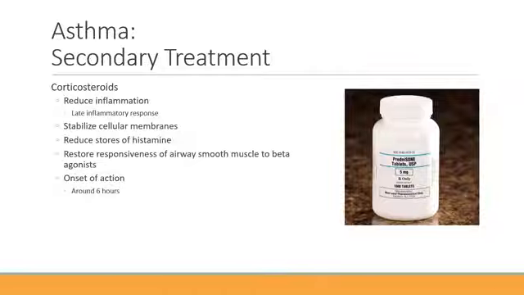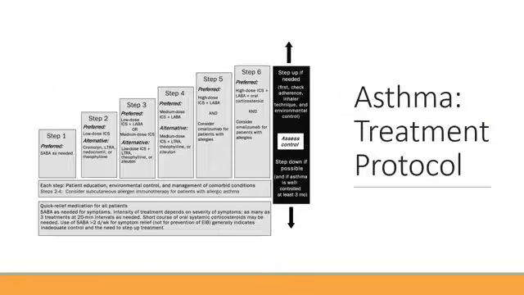The biggest drawback with your corticosteroids, as I mentioned before, is the onset of action. It's so delayed that in an emergency situation, it's essentially useless, because the onset really takes 4 to 6 hours. So it's quite some time before we really start to see those anti-inflammatory effects. Here's a nice diagram that shows the current treatment protocol for managing asthma.